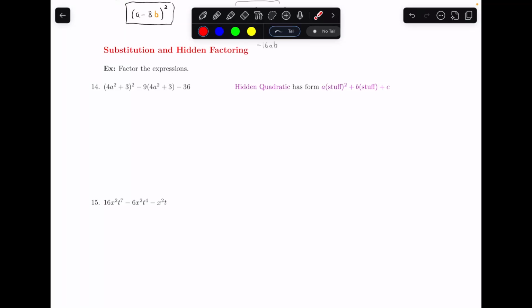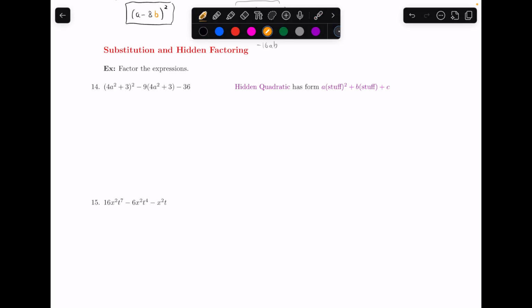In this video, we are going to learn how to factor by substitution, in what I call hidden factoring. So let's get right into an example. I want to factor (4a² + 3)², that quantity getting squared, minus 9 times that same quantity, 4a² + 3, and then finally this extra minus 36 outside.